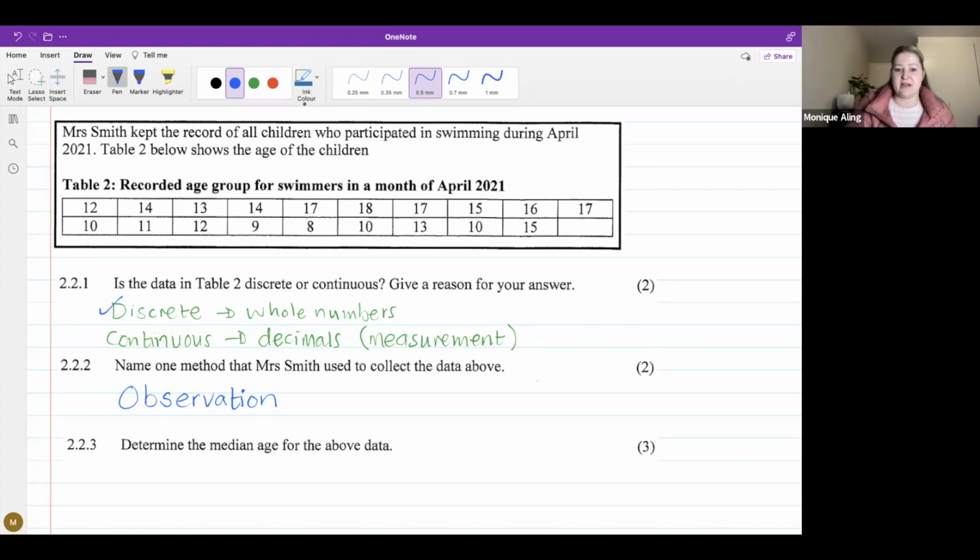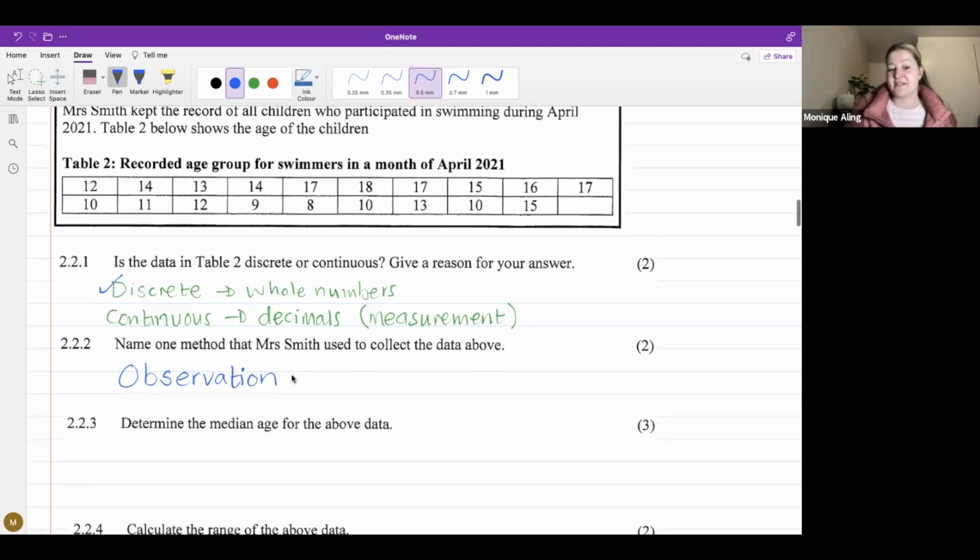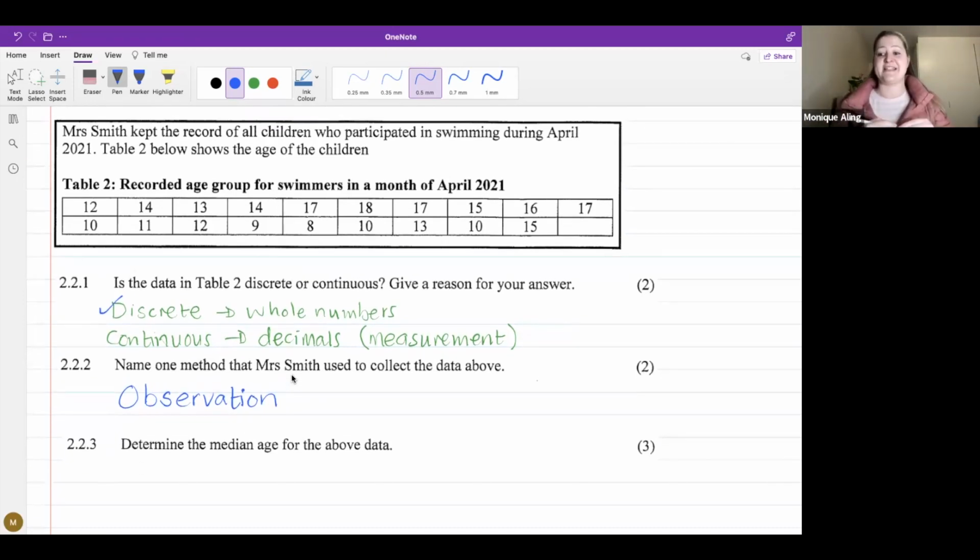Okay. I don't think survey would have been a good choice for this. Yeah, or questionnaire or interview. She would have to have seen them there. She can't ask them afterwards, okay, how many lessons did you go to? Or swimming practices. Okay, so observation, looking with your eyes, and you record as you see the people.